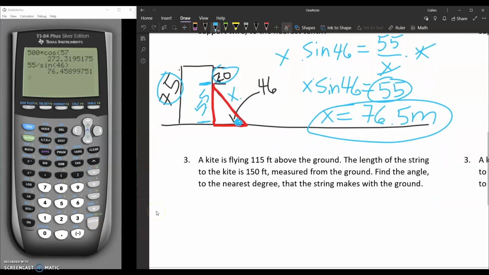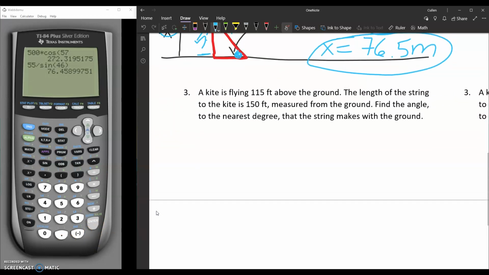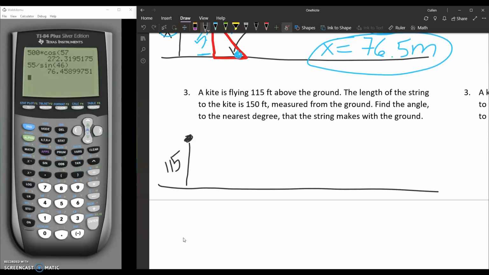This last one is going to be talking about finding an angle. So let's draw this and find this angle. So we've got a kite. For the picture of my kite, I'm going to put a dot right there. And he's 115 feet above the ground. So I will draw that real quick. And the ground. So that's not the string necessarily, because if you've ever flown a kite, the string does not go straight up in the air. But it's 115 feet above the ground.